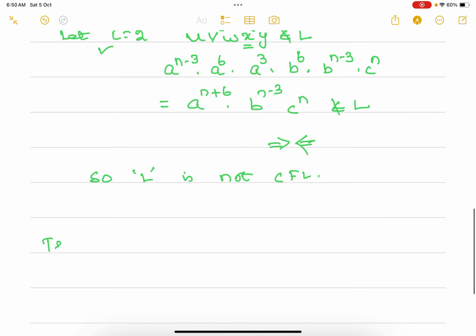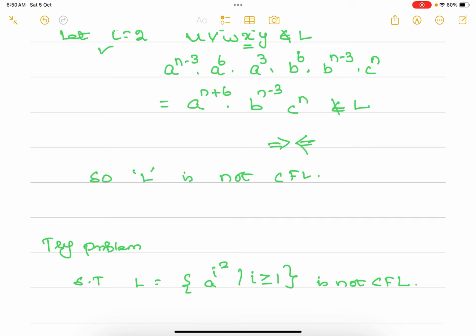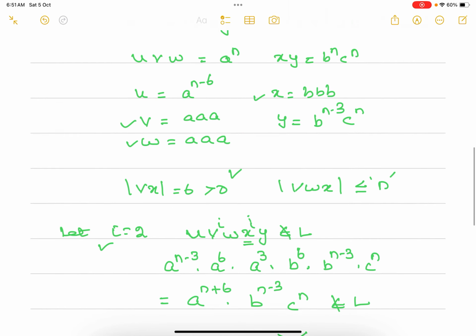In a similar manner you can try one more problem and show that L equals a power i square, such that i greater than or equal to 1, is not a context-free language. You can try in a similar manner and try to prove this language is not context-free.